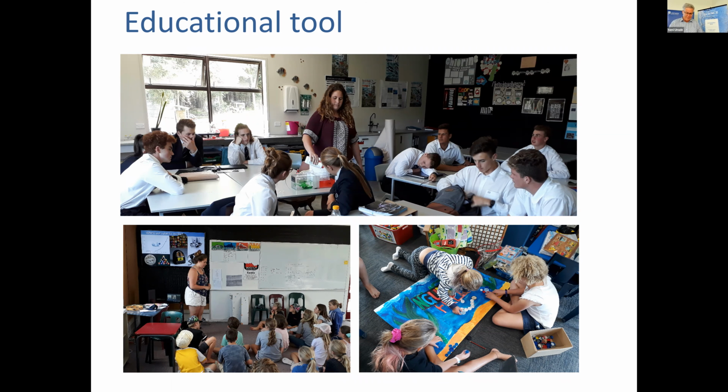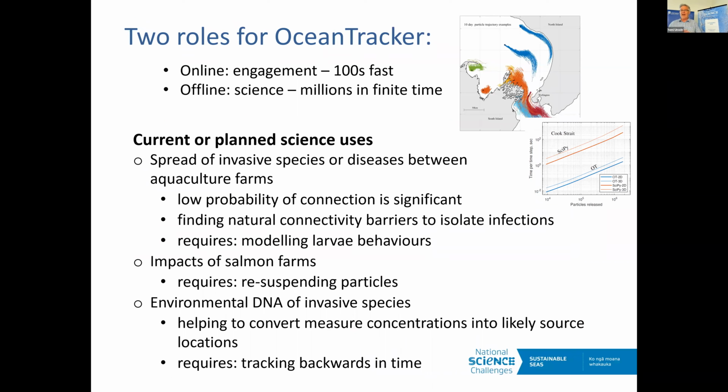Right, thank you. I just want to very briefly say where we're going. This is the last slide, with a lot of text on it. Starting at the top, there are two roles for what we're calling this ocean tracker. There's an online engagement role, where you simulate and calculate the tracks of hundreds fast. And then the other role for us is doing the offline stuff, doing millions in a finite time. Finite time is my attention span, which is overnight.